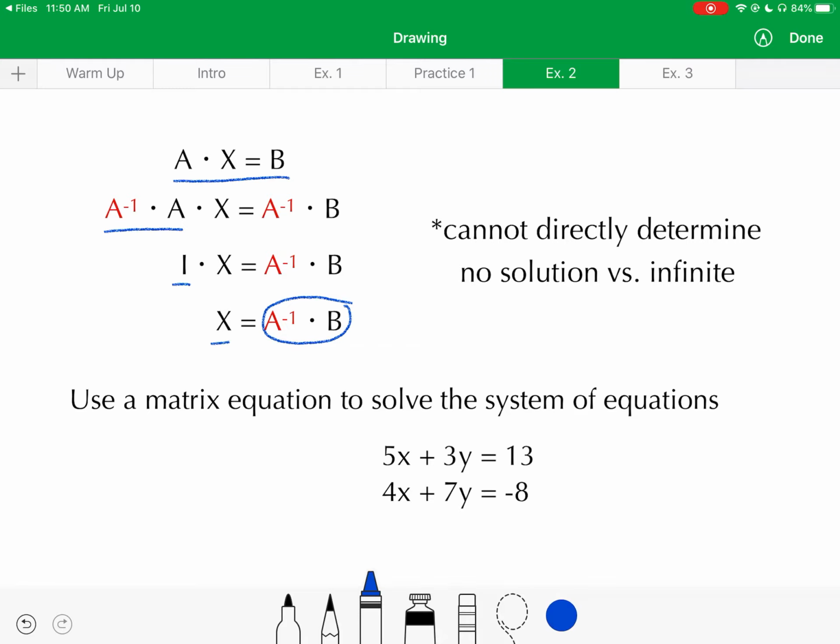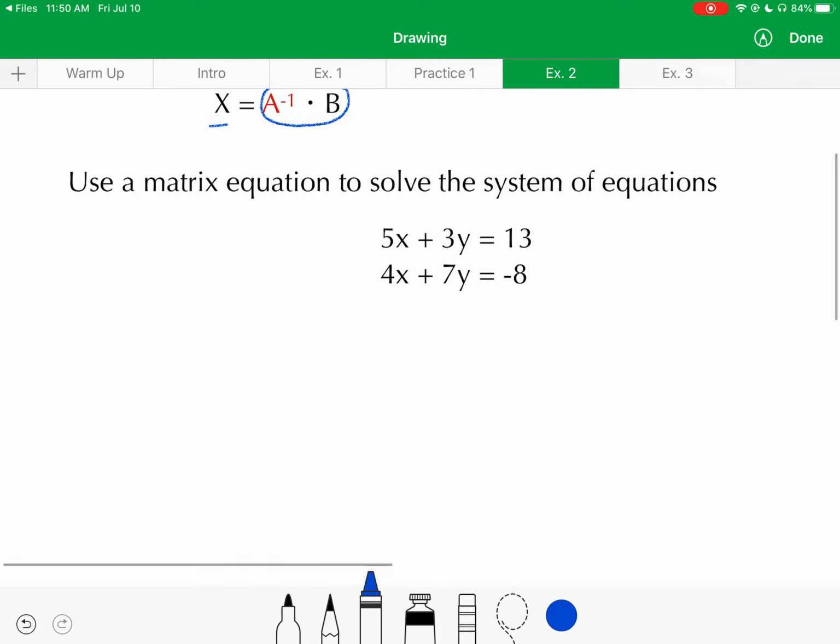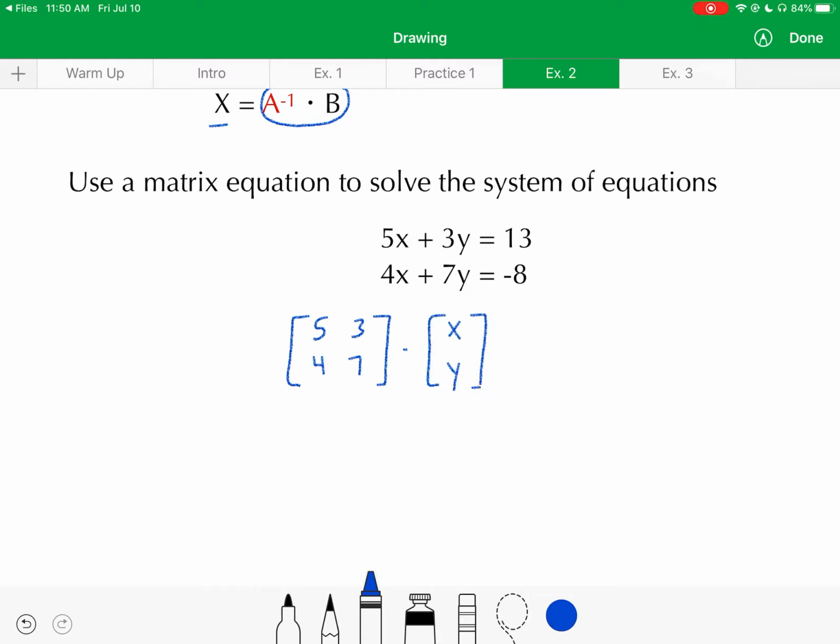Okay, so let's put this into action with this system here. All right, let's first just come up with the matrix equation. Coefficient matrix would be 5 and 4, 3 and 7. You're multiplying that by your variable matrix, x and y, equaling 13, negative 8, which is your constant matrix. Okay, so again, this is like matrix A, this is matrix X, and this is matrix B from the example above, okay?